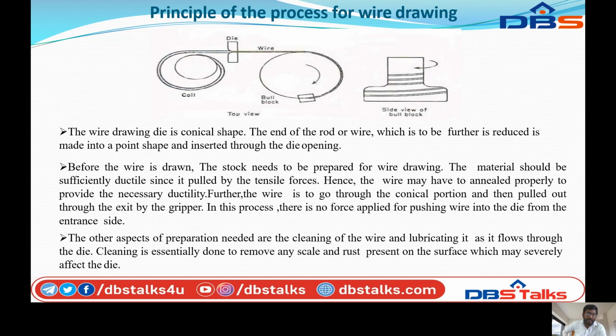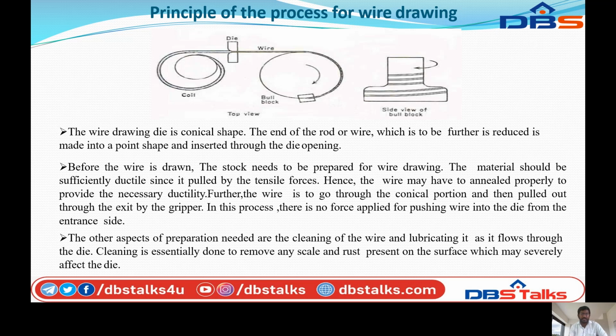This reduces the diameter of the wire. This is the very thin diameter of the wire. So the wire will be rotated on the bull block. It rotates in a clockwise direction. So the wire will be fixed to the bull block.